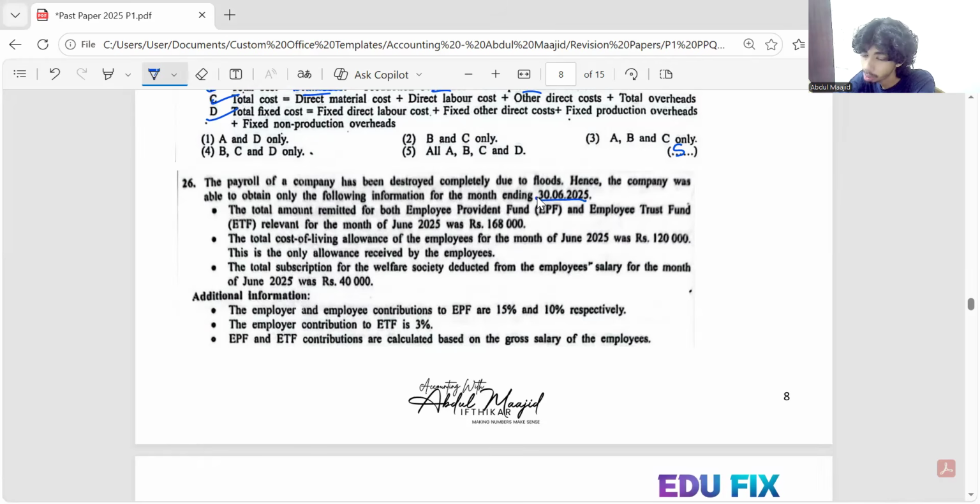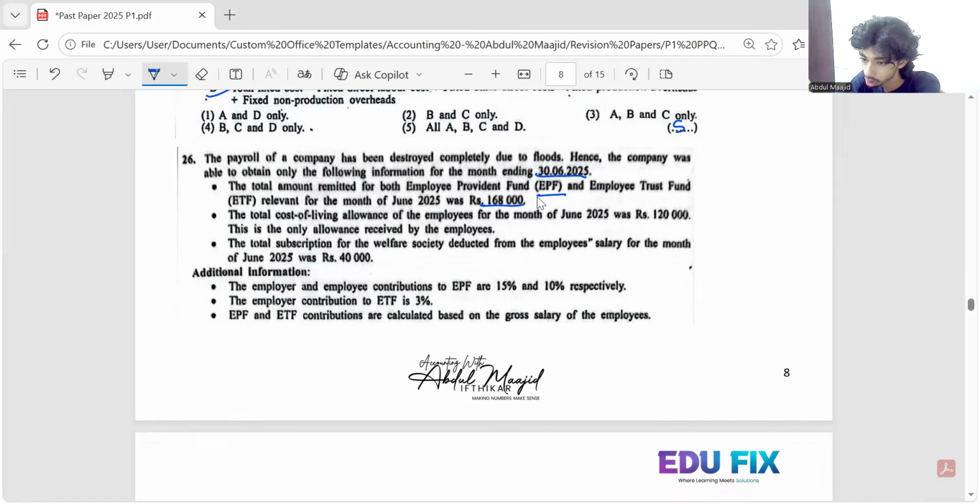The total amount remitted for both EPF and ETF fund relevant for the month was 168,000. When they say total EPF and ETF remitted, that's the total amount of EPF and ETF payable. So that will include the EPF employee and employer contribution and ETF employer contribution. So all three. Then the cost of living allowance 125. This is the only allowance. The total subscription of welfare society deducted from the employee salary was 40,000.